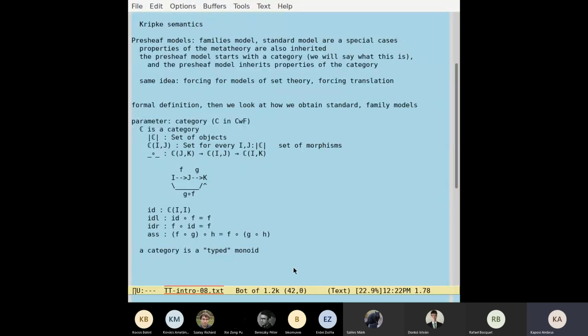We can only compose them like this. Okay, so a category is a type monoid, or another way to think about it, I'm sure we talked about this before, is that a category is a graph with extra structure. This is the graph, like objects and morphisms, so vertices and edges, and then you can compose edges, and there's an identity edge for everything, and then these edges also satisfy some laws, right? So you can compose edges, and there are identity edges.